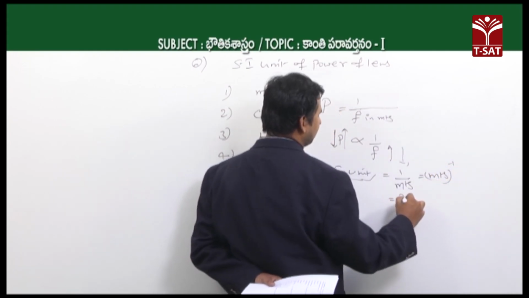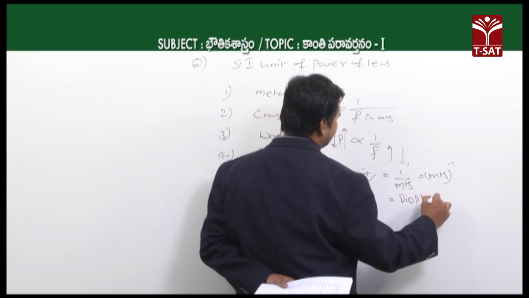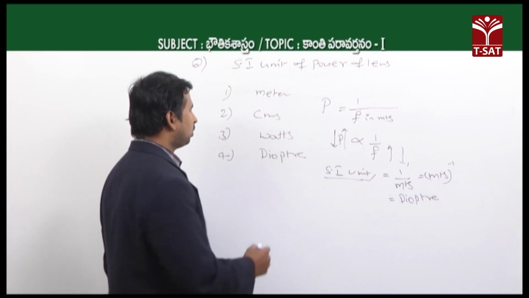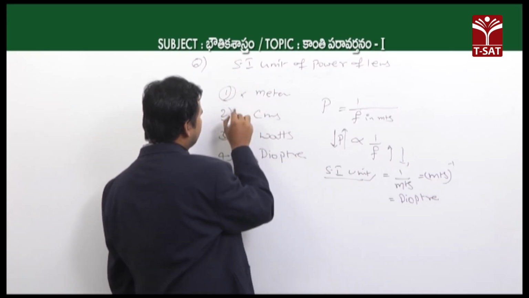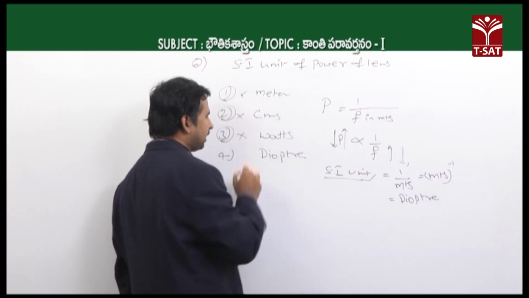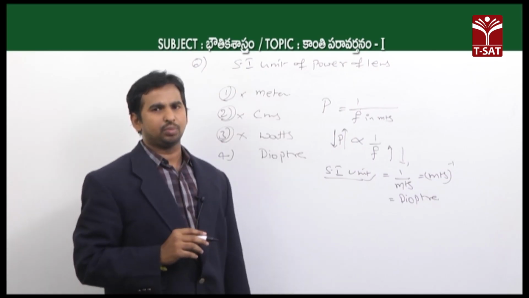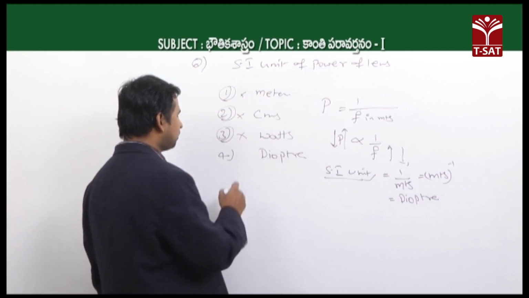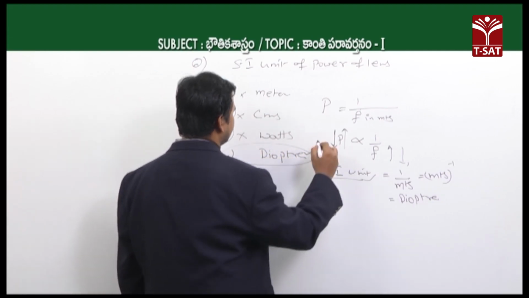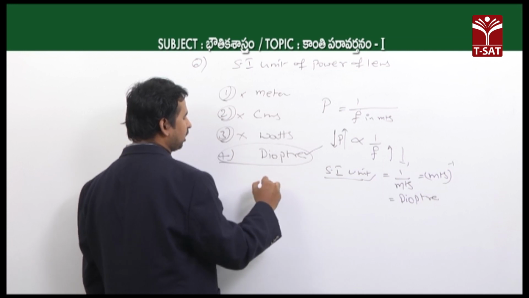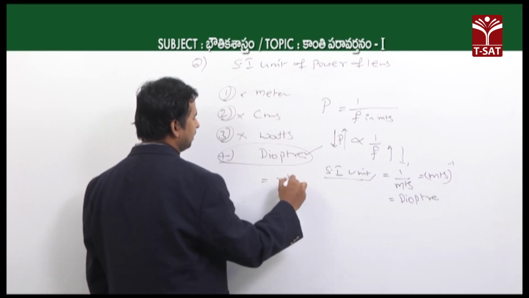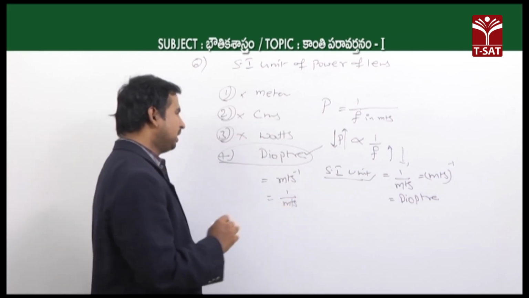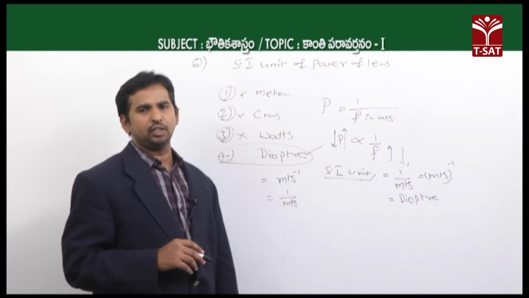This meter inverse we call diopter. That is called diopter, that is meter inverse. So it's not meters, it's not centimeters, it's not watts. Watts are used for electric power, not for the power of the lens in light. Okay. The fourth option, diopter, is the correct one. This diopter we can also write as meter inverse or 1 by meter. That is the SI unit of power of the lens.